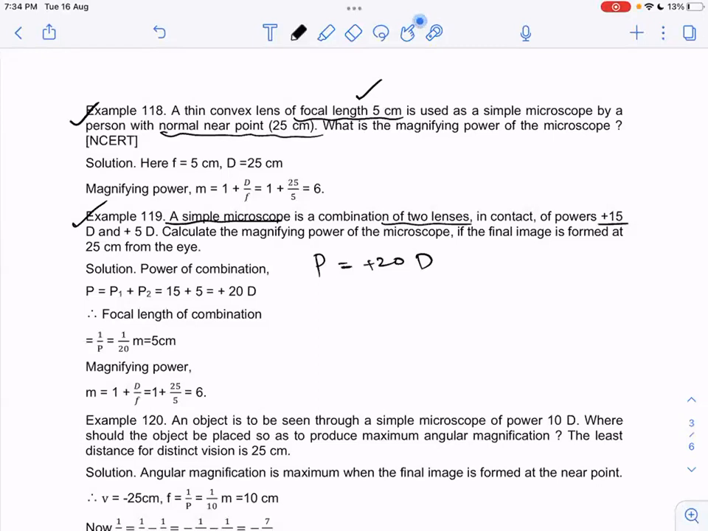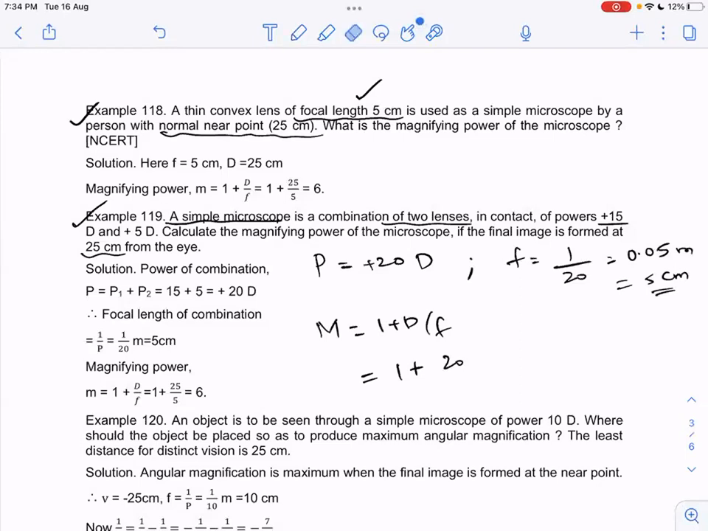So how to calculate it? If power is 20 diopter, what is going to be the focal length? Focal length is 1 by 20, which is 0.05 meter or 5 centimeter. Right? So where is the image formed? The image is formed at the least distance of distinct vision. In that case, magnifying power is 1 plus D divided by f. So it is going to be 1 plus 25 divided by 5, which is going to be 6. The answer is 6.